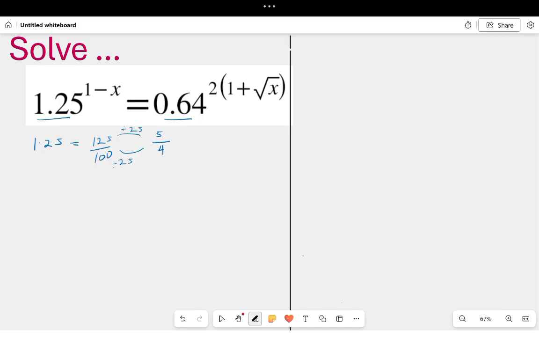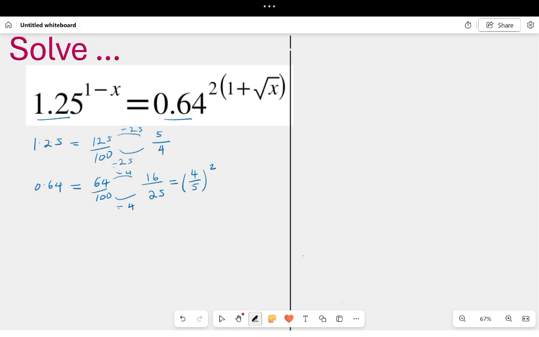Now, the next one is 0.64. 0.64 can be written as 64 over 100. And now trying to simplify this by dividing by 4, also by 4 over here, we are going to get 16 over 25. But 16 over 25 can also be written as 4 over 5 squared.